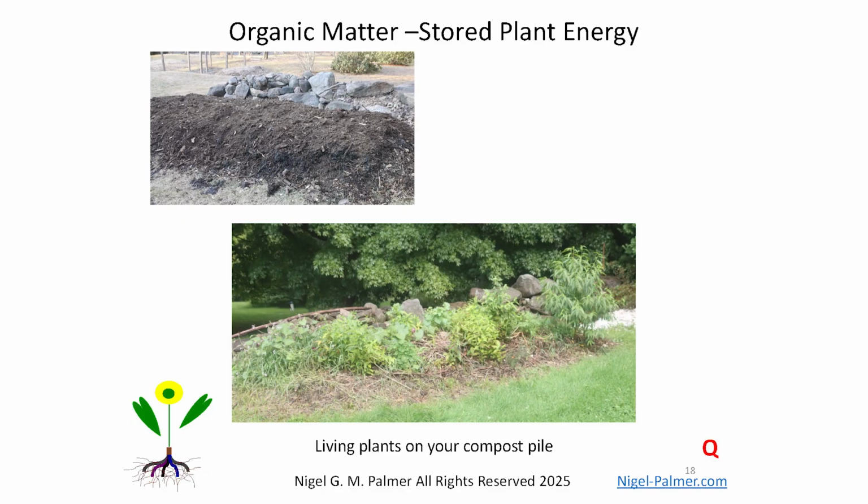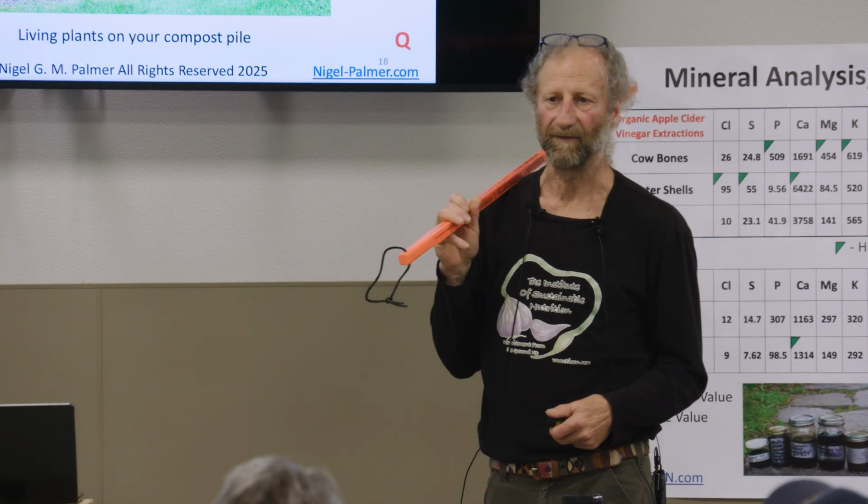So here's a picture of my compost pile. This is what it looks like as it's building up, and this is what it looks like when it's sitting there for a year. And what do you notice about that compost pile? It's got plants growing on it. And why is that important?